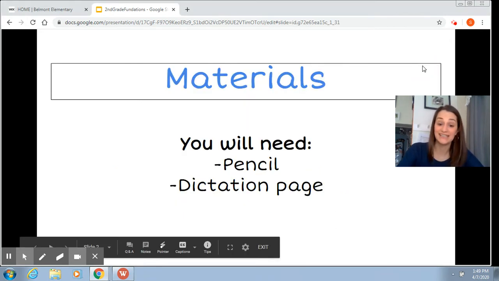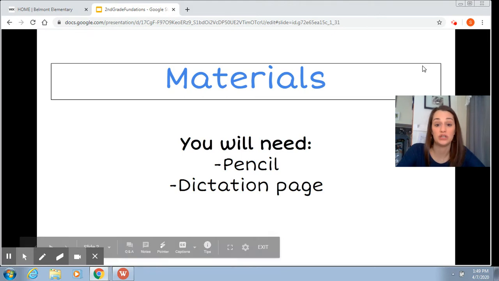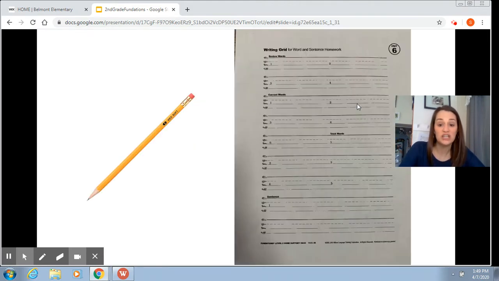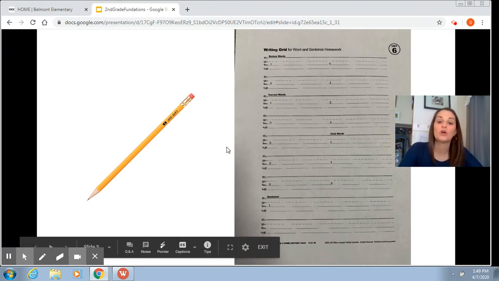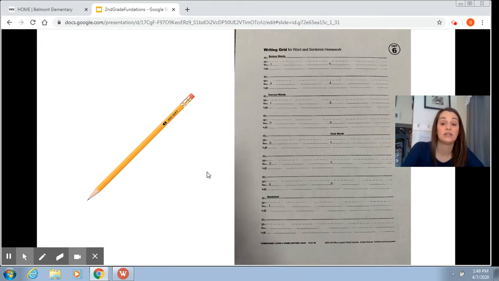You're going to need today a pencil and your dictation page. Your dictation page looks like this and can be found in the packet that you picked up from school. The top is for review words, followed by current words and trick words, and then lastly, your sentence. We're only going to use the section that says review words and sentence today. At the end of our lesson, you will practice writing one word and writing one sentence. And don't forget, we're also going to practice marking.